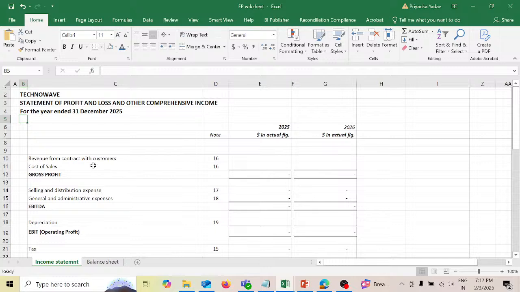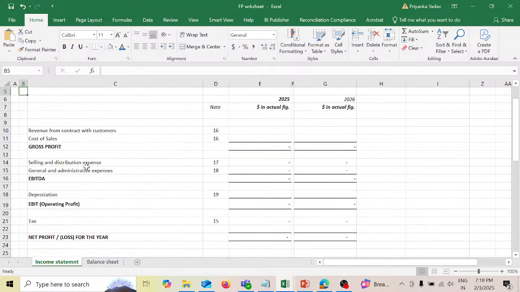Now here you can see all the headings in your P&L account. You have revenue from contract with customers, which is basically your sales, the receipts from your sales. Then you have cost of sales. When we deduct the cost of sales from revenue, we get gross profit.